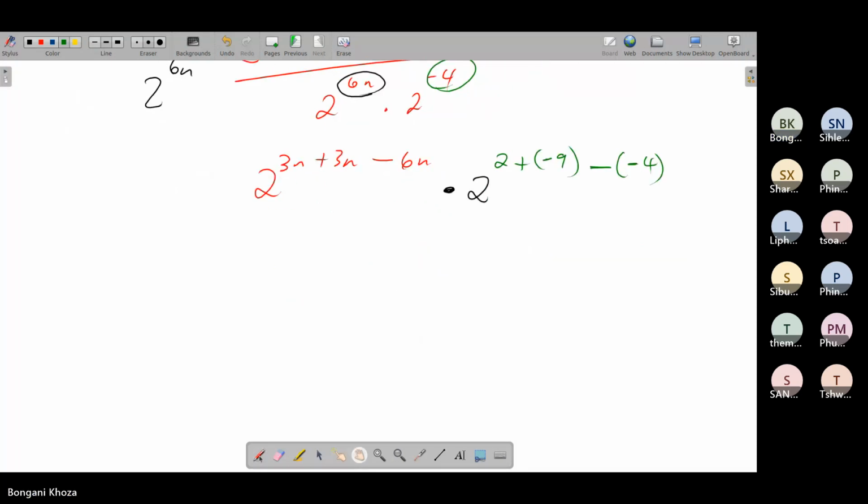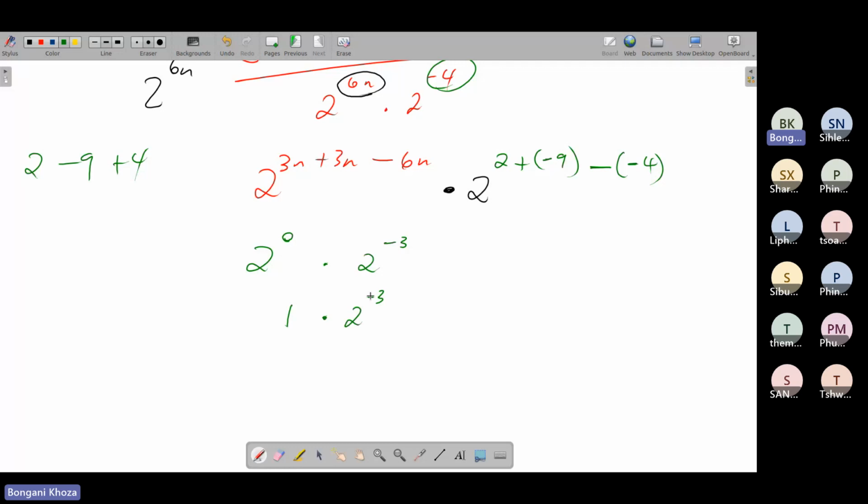From here, these are now like terms. You're having 2 exponent 3 plus 3, you get 6, minus 6, you get 0. So this is 0n now. So this is just 0. Times, here you're having 2 minus 9 plus 4. What do we get there? Negative 3. So write that as negative 3. This is just 1, then 2 to the power of negative 3.